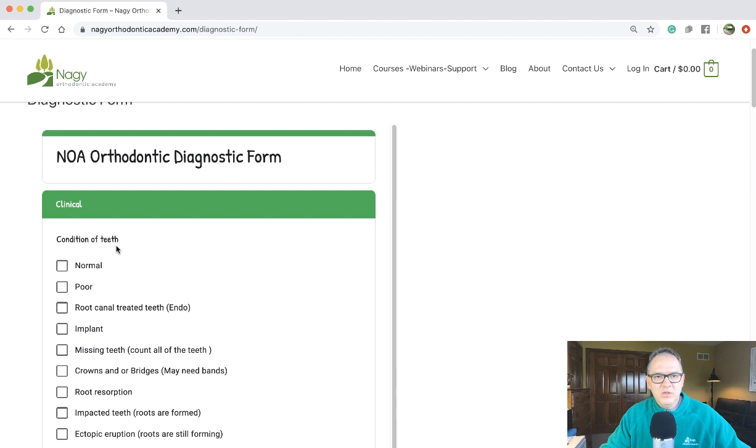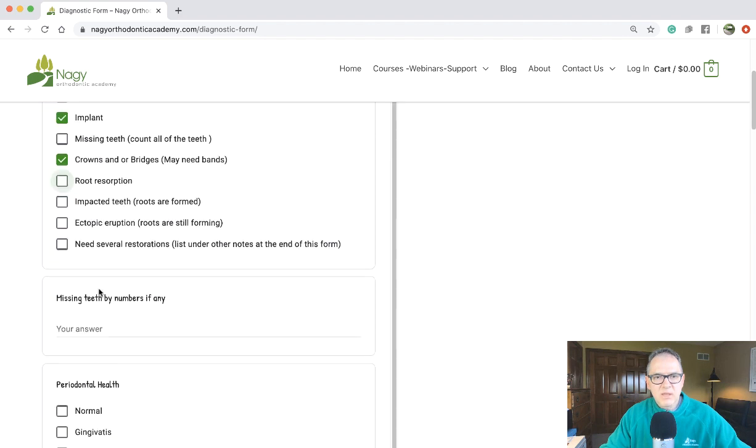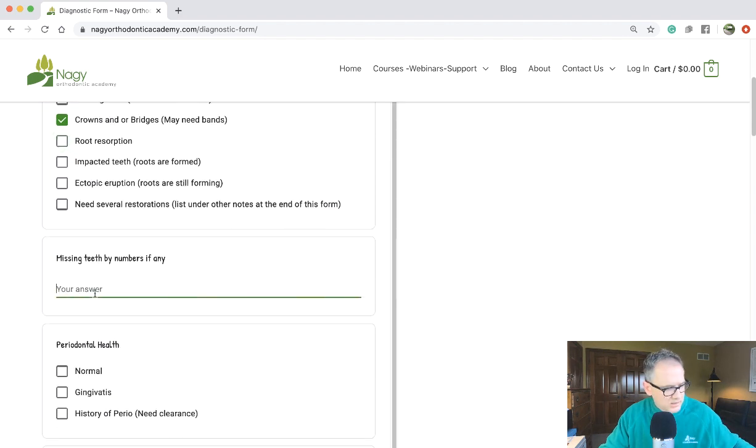And then condition of the teeth, let's just say normal. Maybe they have an implant, maybe they have some crowns and bridges. That's where you would put that information. Missing teeth, let's say maybe all the 8s are missing. So you could put 1, 16, 17, 32, or all 8s.